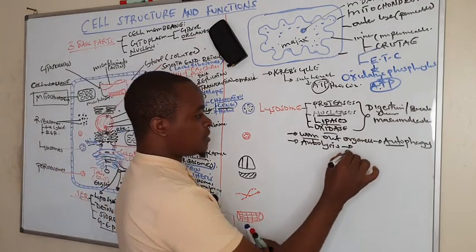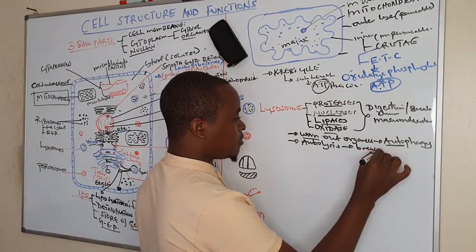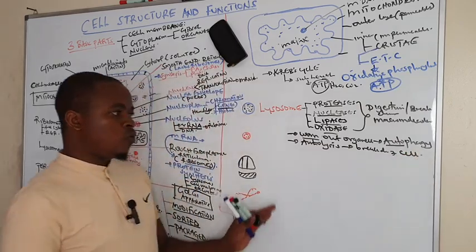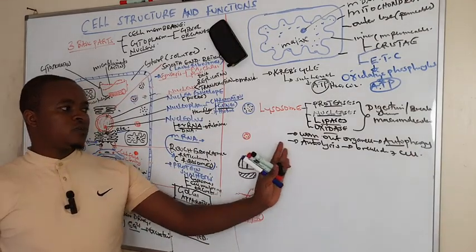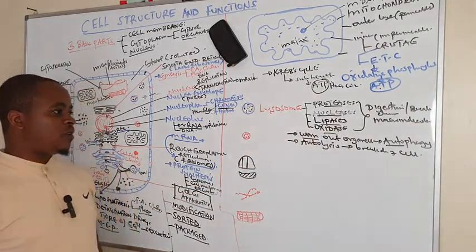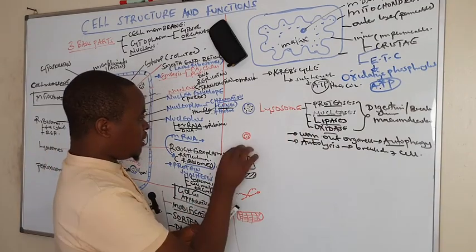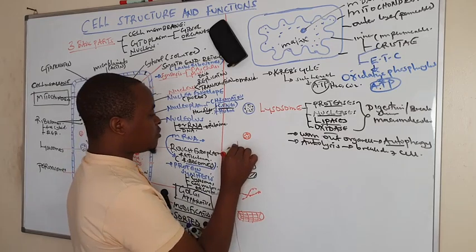So autolysis is breakdown of the cell, the whole cell, where even the lysosome is found inside it. That is what we call autolysis. So these are the functions of the lysosome enzymes found in the cytoplasm. Then another organelle found in the cytoplasm is known as the peroxisome.